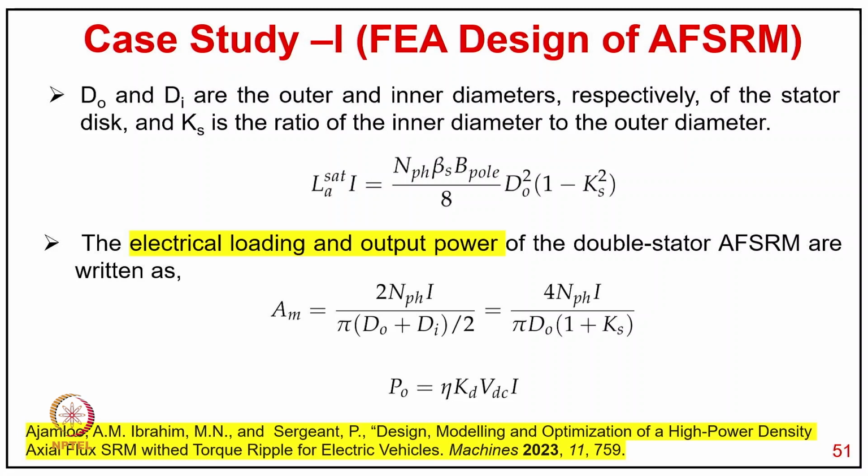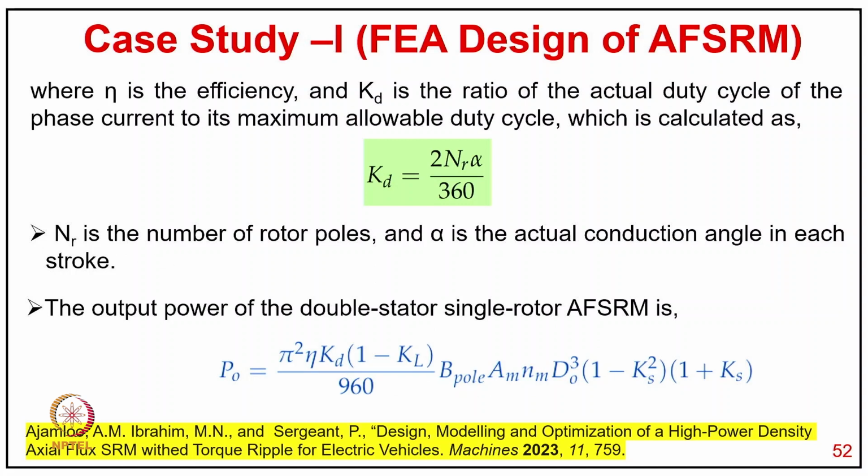The electrical loading and the output power of the double stator axial flux reluctance motor are written as AM equal to 2·NPH·I divided by π(dO plus di)/2, equal to 4·NPH·I divided by π·dO·(1 plus Kc), where PO equal to η·Kd·VDC·I. Here η is the efficiency and Kd is the ratio of the actual duty cycle of the phase current to its maximum allowable duty cycle, which is calculated as Kd equal to 2·Nr·α/360. Nr is the number of rotor poles, and α is the actual conduction angle in each stroke.